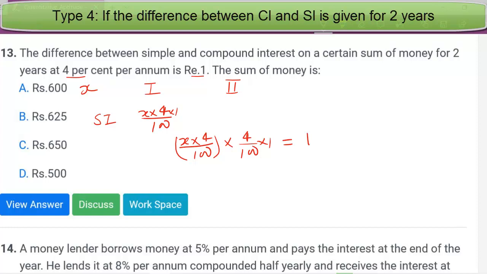X is equal to 100 into 100 divided by 4 into 4, so that is basically 25 into 25, so 625. So answer is 625. B option is correct.